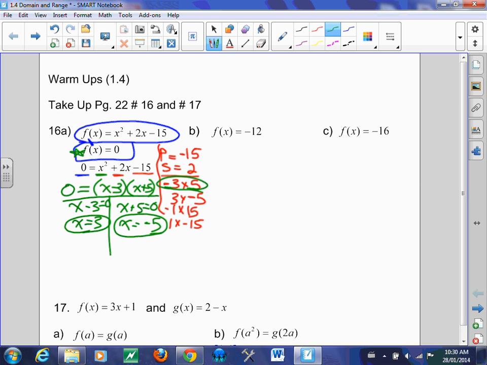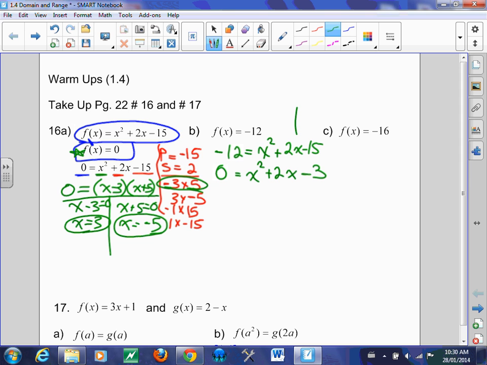All right. Next question is that you got f of x equals negative 12. So negative 12 equals x squared plus 2x minus 15. And don't forget, let's bring all the constant terms over. So this becomes 0 equals x squared plus 2x. You take that negative 12, add it on the other side. So you're going to end up with negative 3.